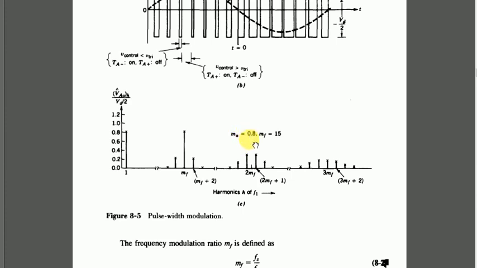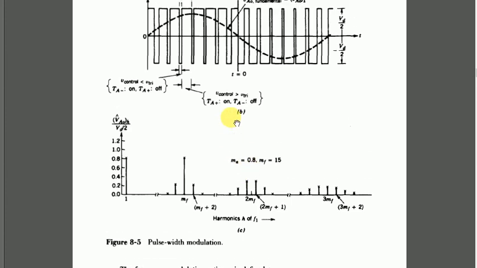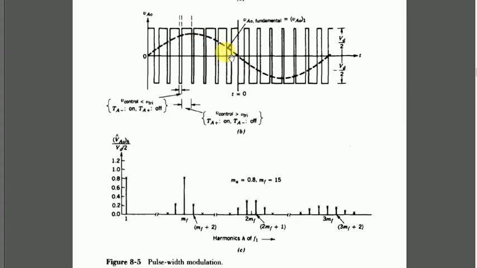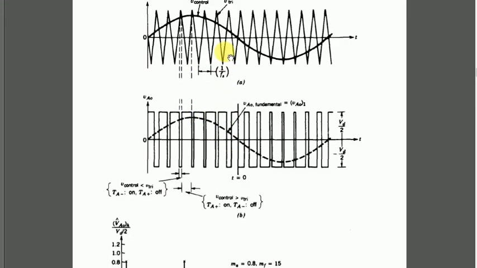Okay, so that means that if this value is less than 1, then the control signal's peak amplitude is less than the triangular wave, so the ratio will be less than 1. Okay, and this is how we have obtained this curve or this output, the output voltage represented by V_A0.